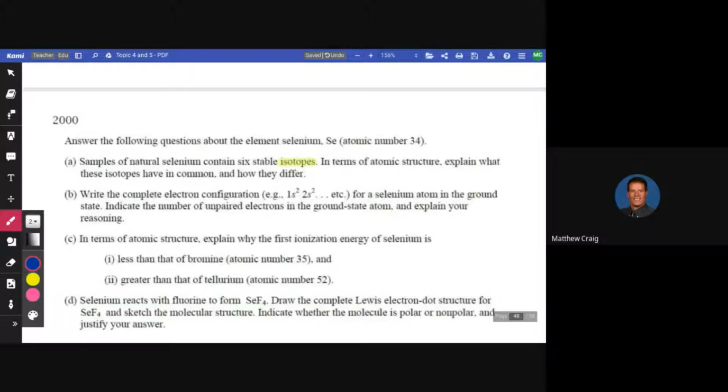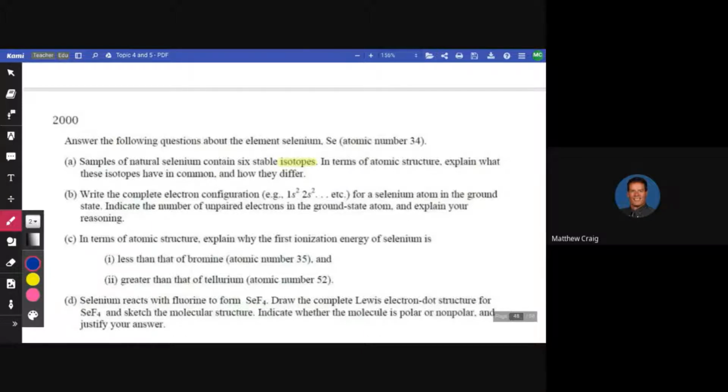So, same number of protons. And does it say that it's neutral? Doesn't say if it's neutral. It says natural. But if it's neutral, what can we say about the electrons? Same number of electrons. Yep. And what do they have that differs? Neutrons.